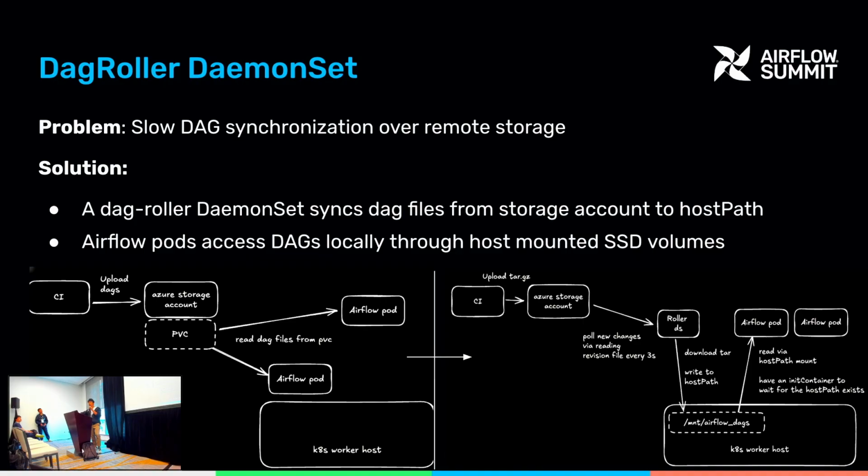Our DAGs are stored in an Azure storage account and synced from the CI. So each pod mounts the PVC to read those files. The problem is Azure storage performs poorly with many small files. So to fix this, we deploy a DaemonSet called DAG Roller. It periodically downloads the DAG files from the storage account to a local host path mounted on each node.